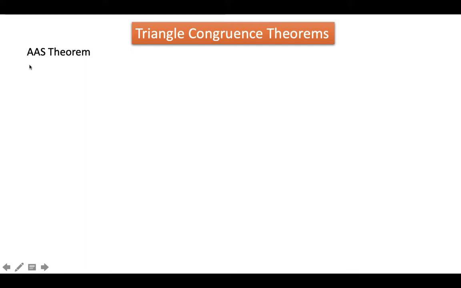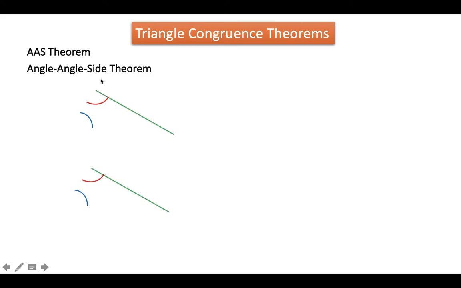Now, using this AAS theorem, we don't need to identify all the corresponding parts of a triangle. This AAS theorem means angle-angle-side theorem, wherein if two corresponding angles are congruent and the corresponding sides are congruent, this information is enough for us to say that the remaining corresponding parts of this triangle are also congruent, which makes these two triangles congruent.